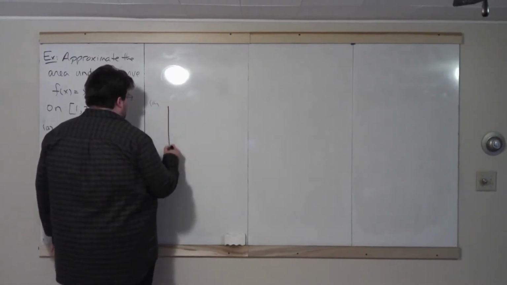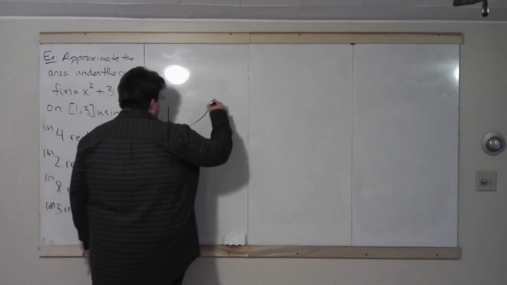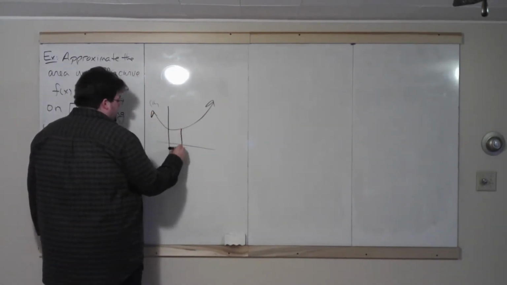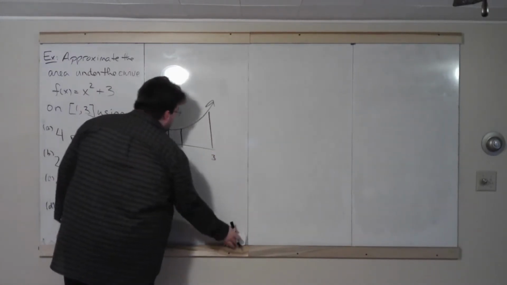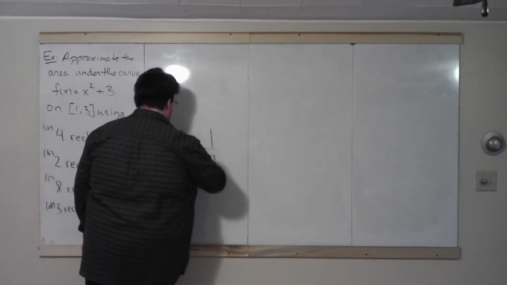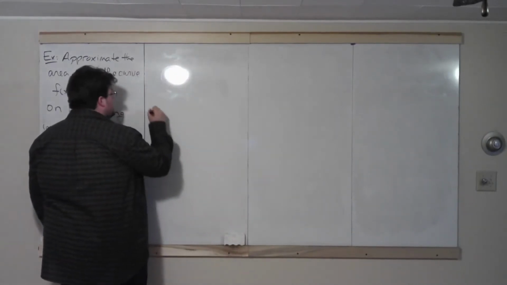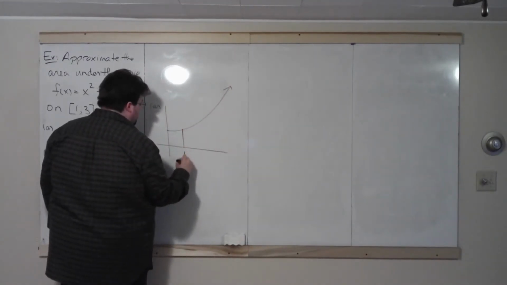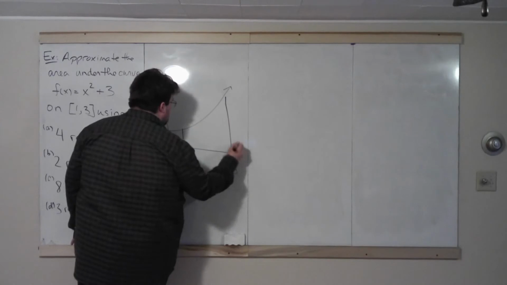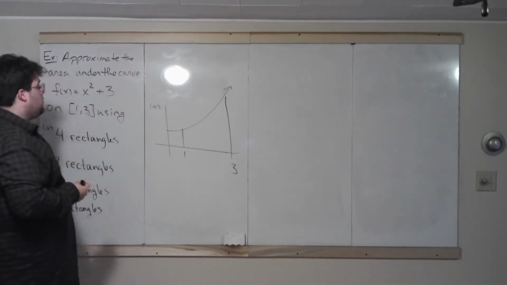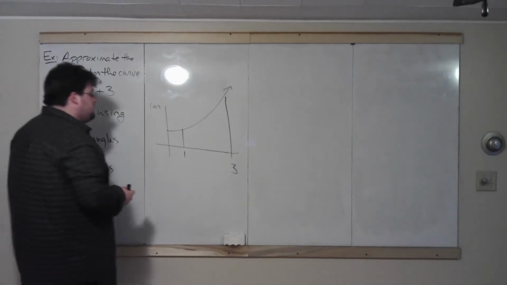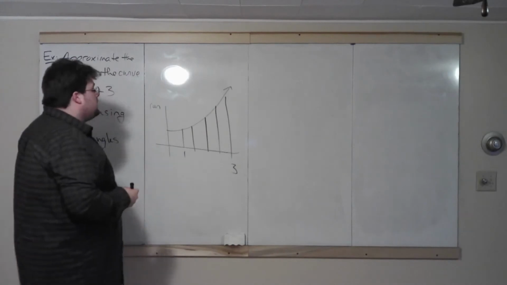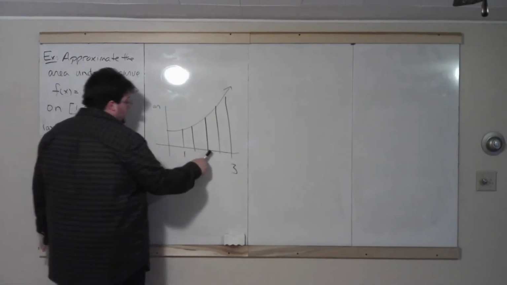So what does this look like first of all? Well, this curve looks a lot like the one we already drew. We have the interval 1 to 3. Maybe I'll make it a little bigger. We have the interval 1 to 3. There's the function. We want to approximate that area. We're going to use 4 rectangles. Let's divide it into 4 equal pieces.